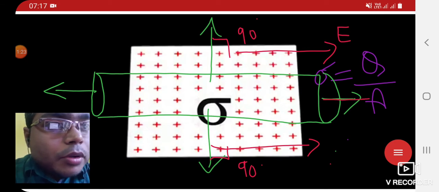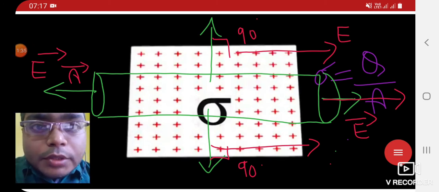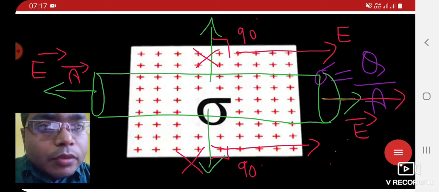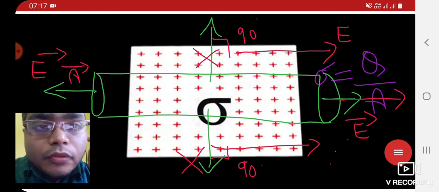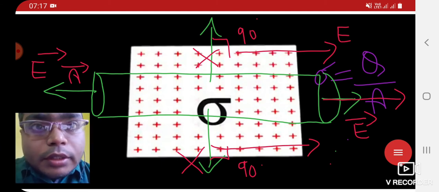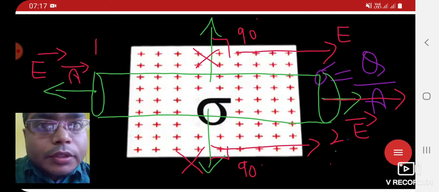And for this part the direction is the same, electric field and the area vector. And here also you can see that electric field and area vector both are in the same direction. So which flux will get cancelled out? This electric flux will get cancelled out, and this one. Why? Because the angle is 90 and the flux will be 0. So only we are going to get the electric flux for this surface and for this particular surface.